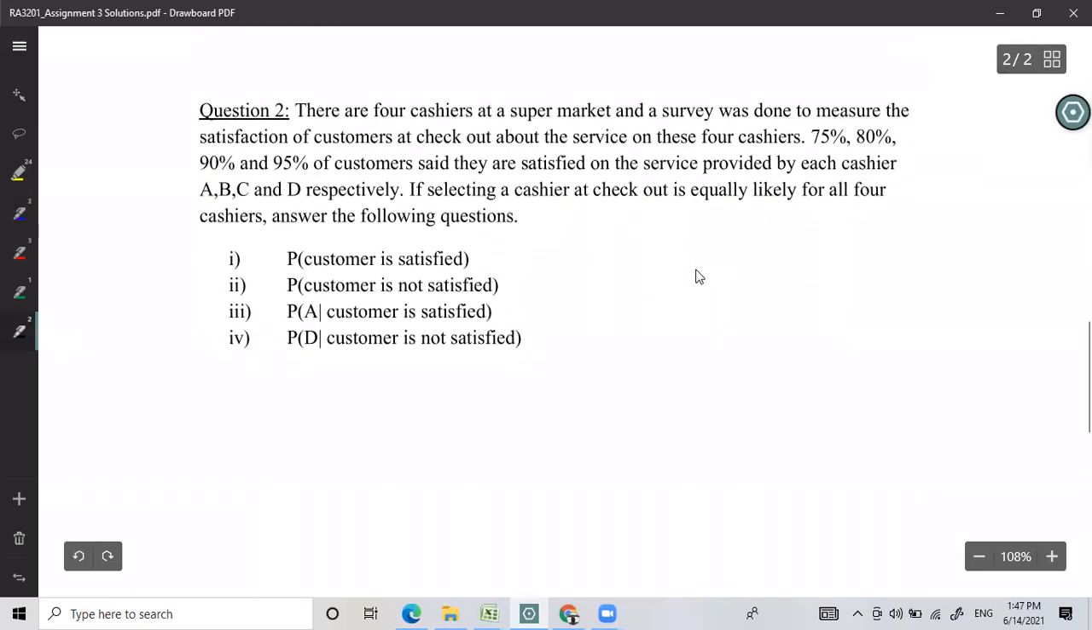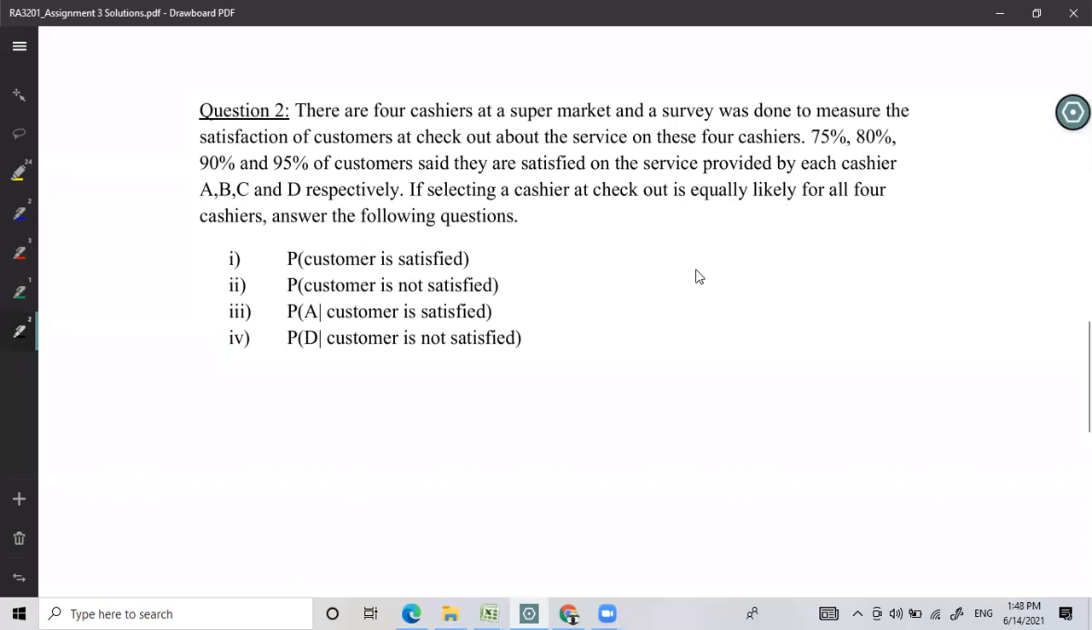It says there are four cashiers at a supermarket and a survey was done to measure the satisfaction of customers at checkout about the service of these four cashiers. So these are the survey results. 75%, 80%, 90% and 95% of customers said they are satisfied on the service provided by each cashier A, B, C and D respectively.